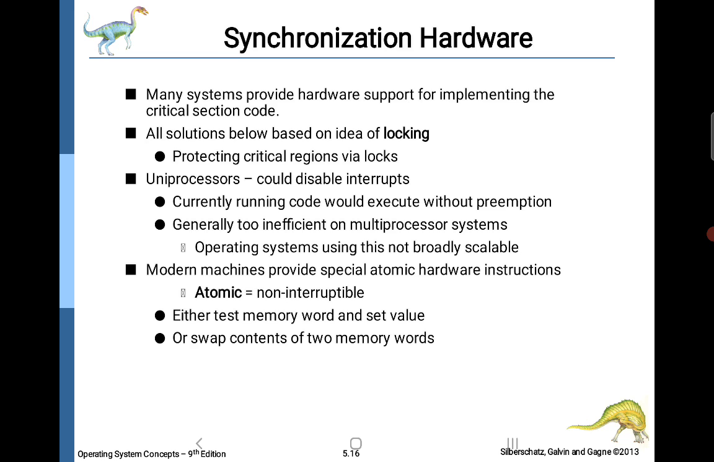But what if we have multiple processors, multiple CPUs? This will be completely inefficient. You cannot disable all interrupts across the multiple CPUs, and the processes running on different CPUs might be able to run their critical sections simultaneously. So disabling interrupts is not actually a good solution in either case.